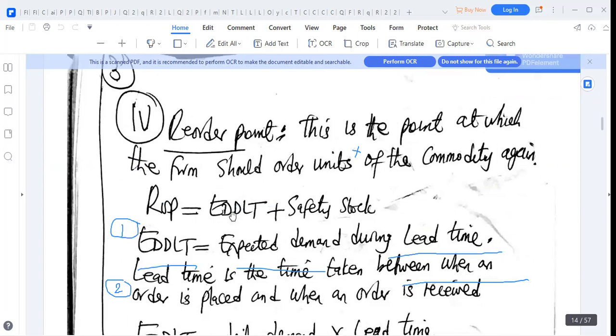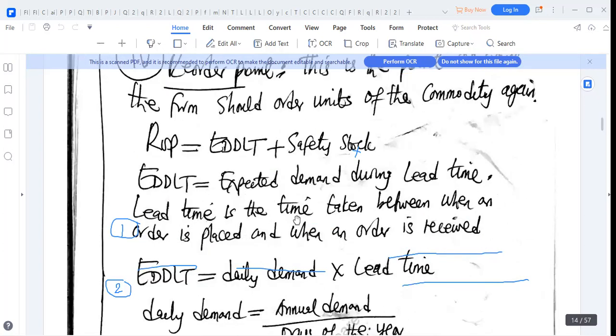So our reorder point is equal to expected demand during the lead time plus the safety stock. That is what we call our reorder point. This is about getting to our reorder point. ROP is the reorder point. It is expected demand during lead time plus the safety stock.